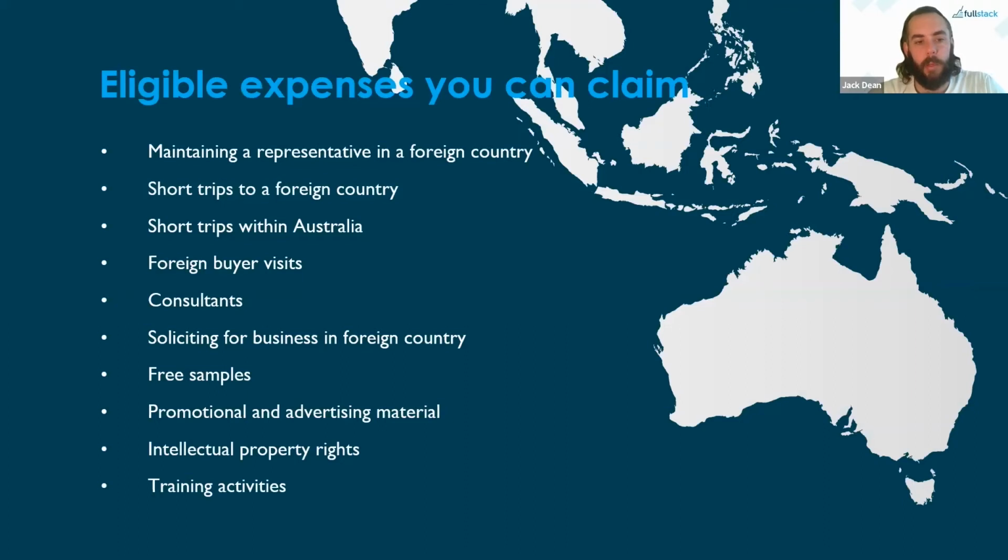The major ones are probably promotional and advertising material. That can cover ads using Google AdWords, LinkedIn, Instagram, Facebook, those kinds of things. So obviously for software companies, that's one of the larger areas of expense for export market development. Also maintaining representatives in foreign countries, getting various consultants to assist you in your export strategy, and intellectual property rights as well. So it can potentially cover the cost of patents and trademarks and things like that.